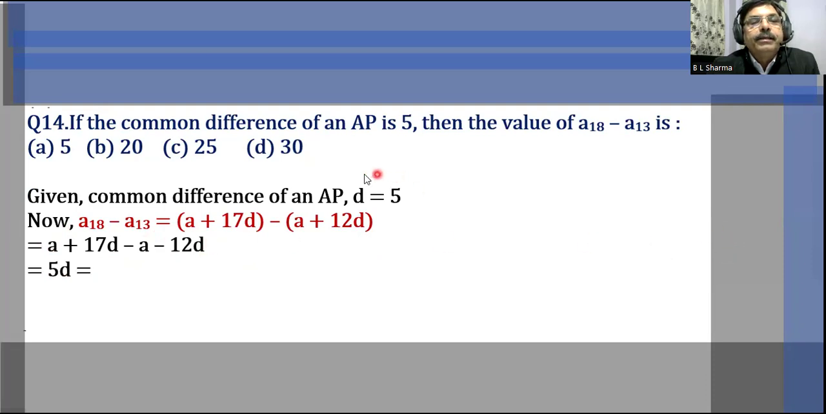What is the value of D? The value of D is 5. Put here D equal to 5 and get the answer. So 5 fives are 25. So C is the correct option.